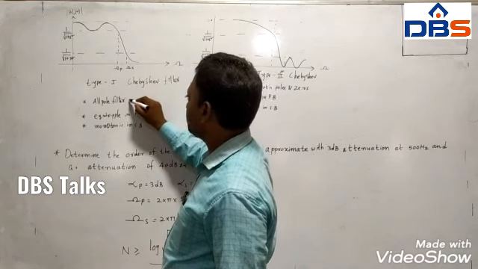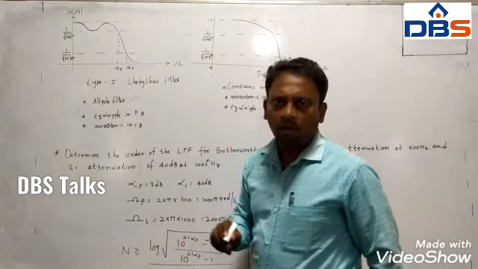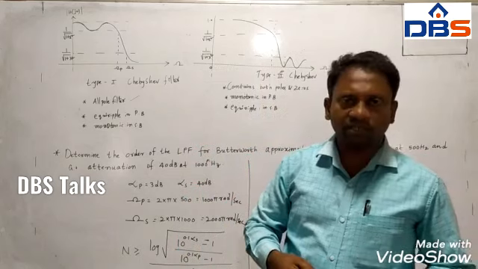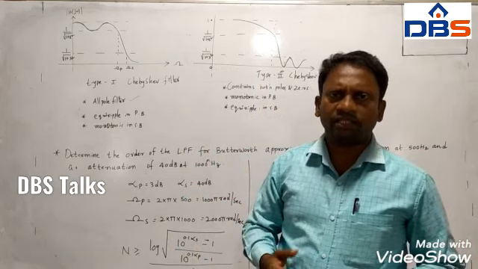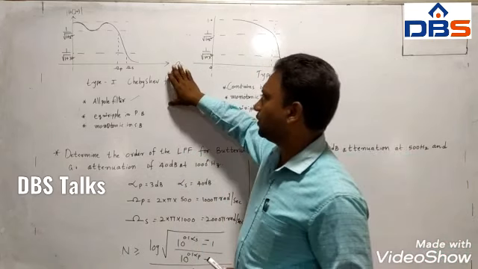And this filter is an all pole filter. All pole filter means in the filter transfer function you have all poles and you don't have any zeros. Okay, that is the type 1 Chebyshev filter.